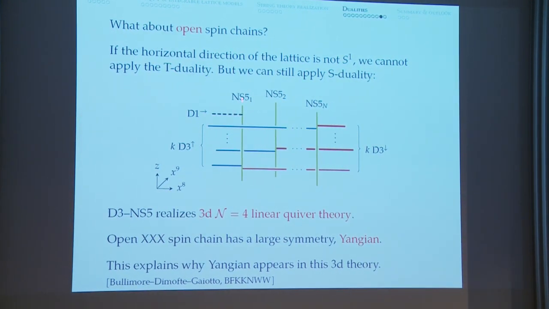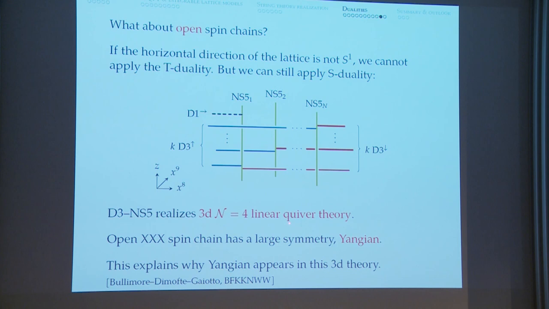But if you look at the D3 and NS5 part of this system, instead of a 4D theory, it realizes a 3D theory. This D3 NS5 part of the setup realizes the 3D N equals 4 supersymmetric linear quiver theory, which is a dimensional reduction of the 4D linear quiver theory I just explained. And indeed, the prediction from this brane picture is that the structure of an open XXX spin chain should appear in this 3D N equals 4 linear quiver theory. An open spin chain has a much larger underlying symmetry than the closed spin chain. In this case, what I get is the Yangian. And indeed, it has been observed that the Yangian appears from this particular theory.